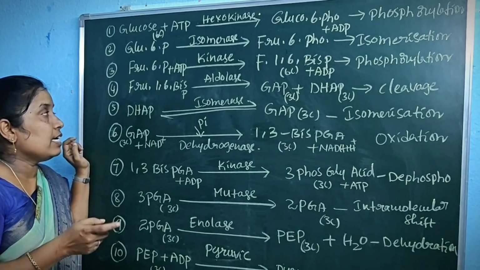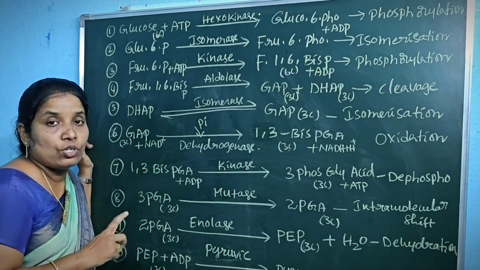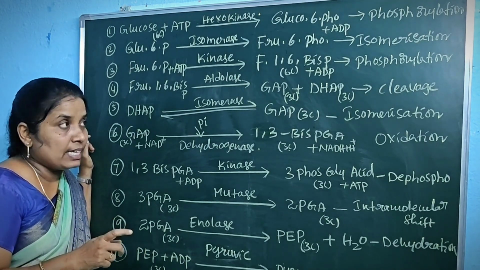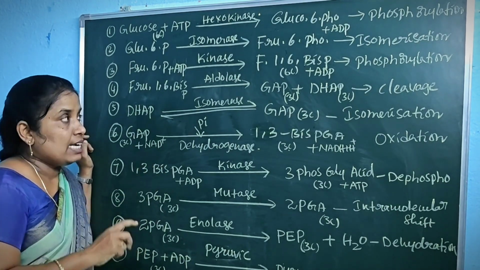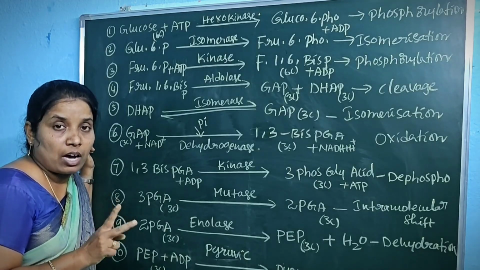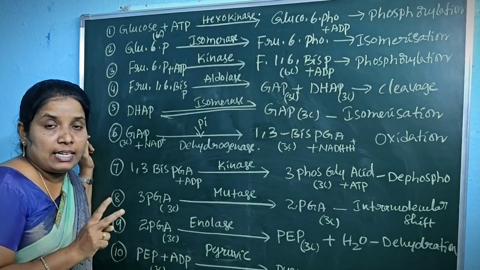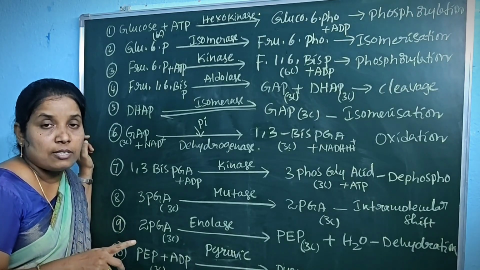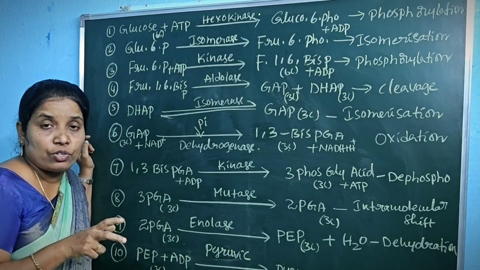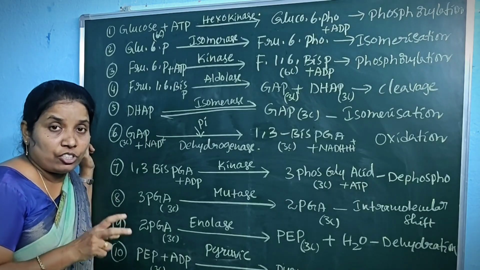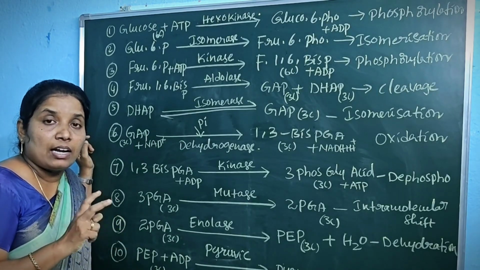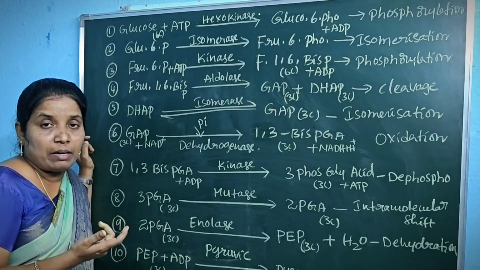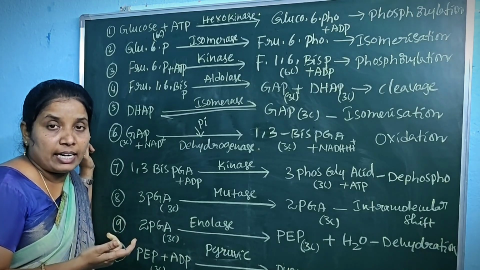Okay, so let's see the fourth step. There fructose 1,6-bisphosphate is cleaved into 2 3-carbon compounds, that is GAP and DHAP. That's why this step is called cleavage. GAP and DHAP are also isomers. Why? Because the difference in their structure is the functional group. GAP consists of an aldehyde group, whereas DHAP consists of a keto group, C double bond O. CHO is the aldehyde group.